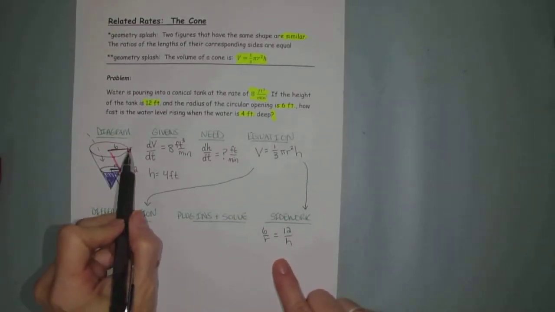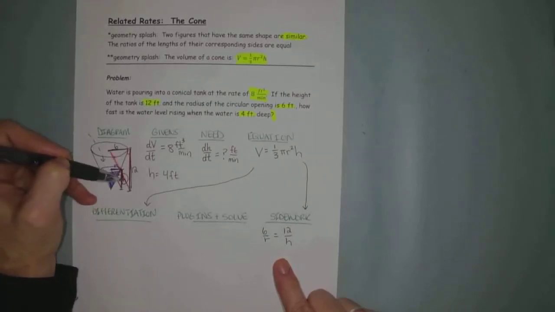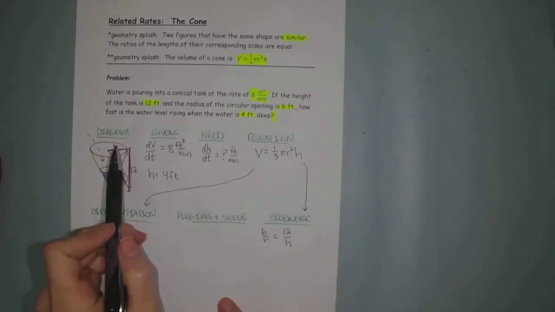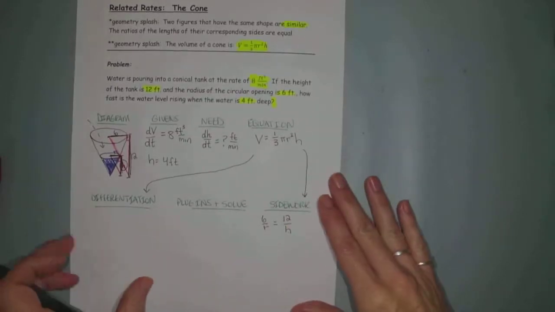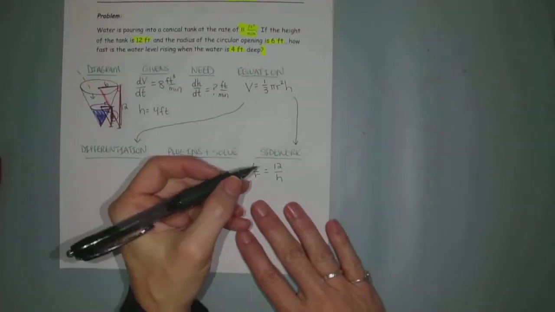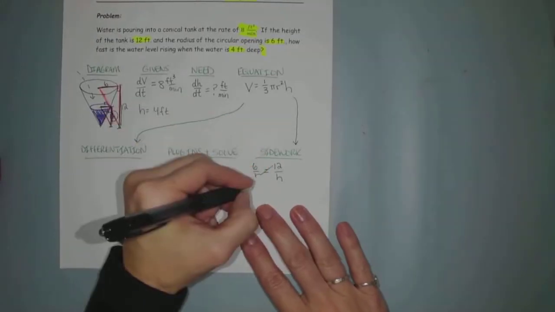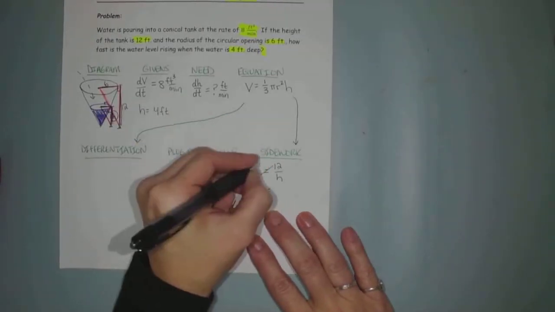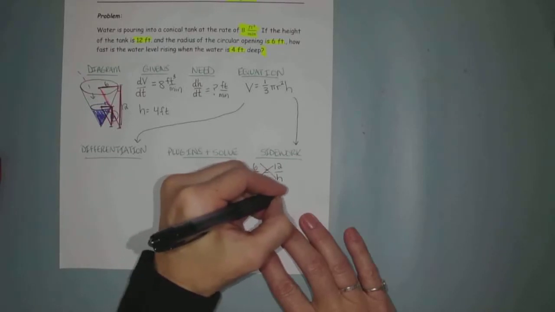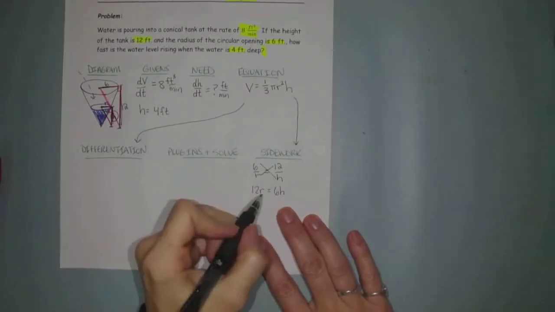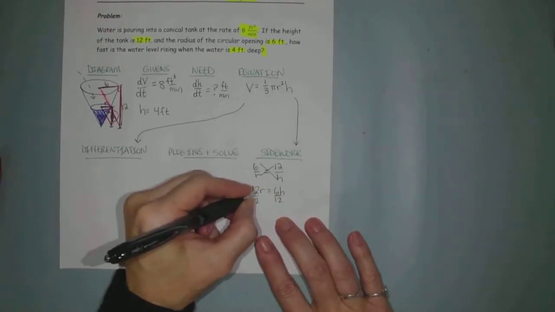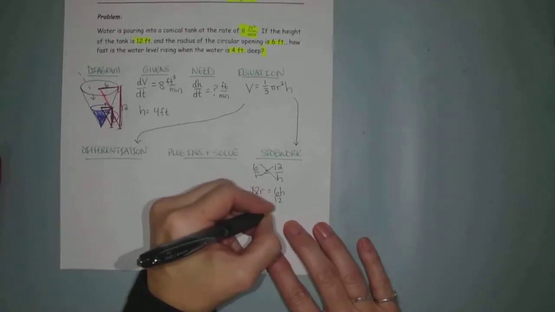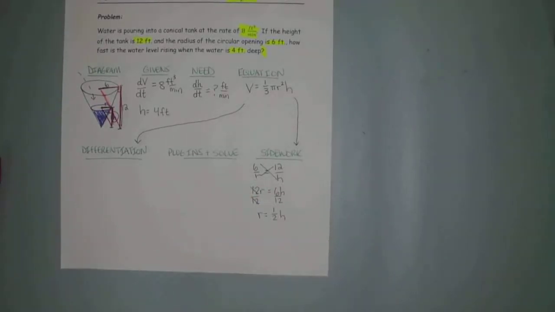So 6 is to r as 12 is to h. See how I did the ratios of the corresponding sides of the similar triangles, and I set them equal to each other. Once I have this, I can cross multiply. So if I cross multiply, I'm going to have 12 times r equals 6 times h. And now I can solve this equation for r by dividing both sides by 12. And when I reduce, I get that r is equal to 1/2 h.